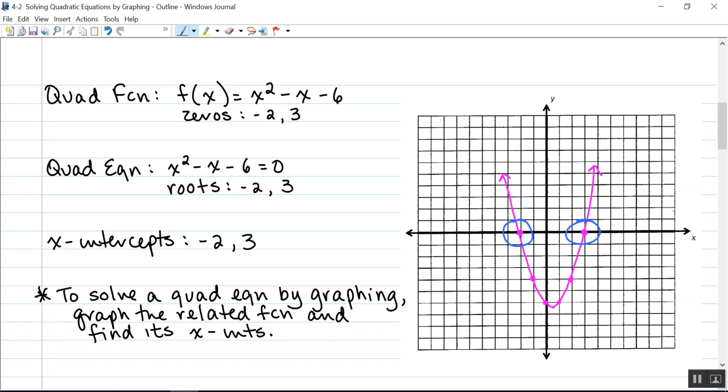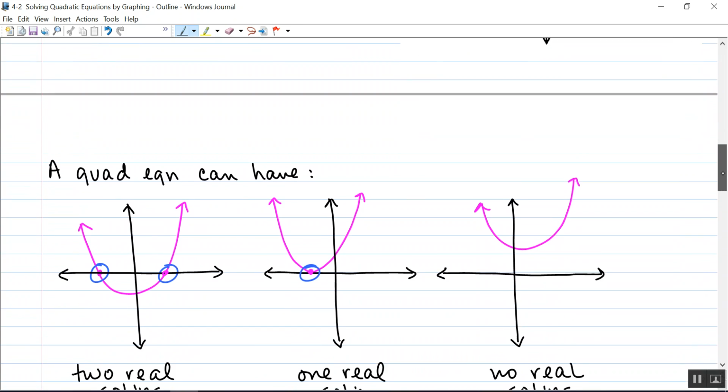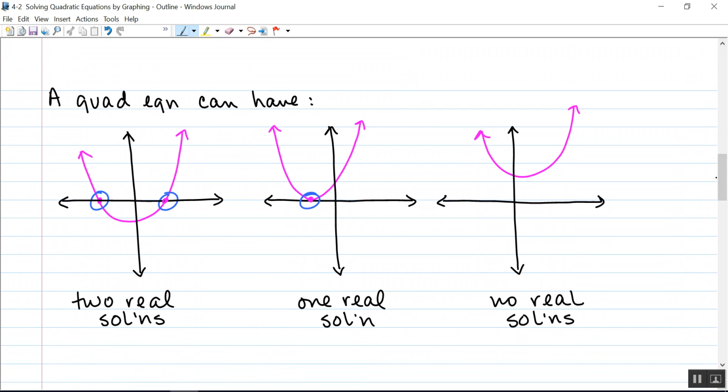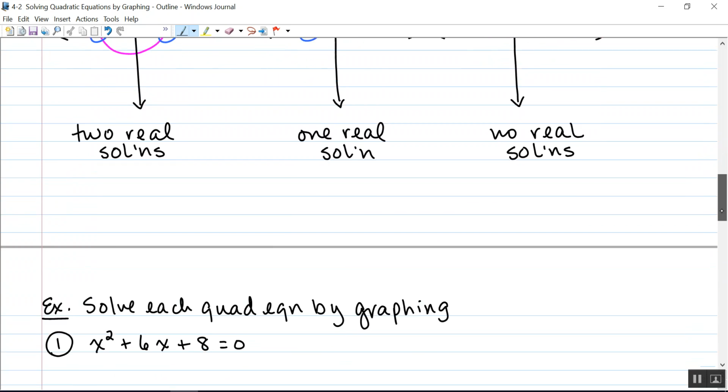So to solve a quadratic equation by graphing, so this is the quadratic equation, it equals 0, we're going to graph the related function, the f of x thing, and find its x-intercepts. Where does it cross the x-axis? So let's take a look at a couple examples here. Oh, before we do that, a quadratic equation can have two real solutions, so it can cross the x-axis in two places. It can have one real solution, where it just touches the x-axis in one point, or it can have no real solutions, and that is it will never cross the x-axis.